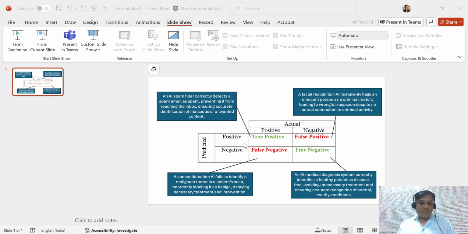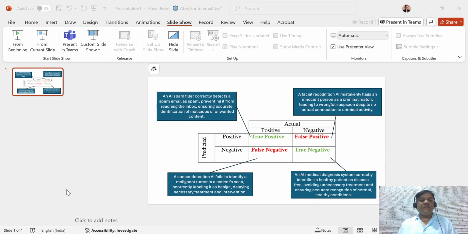Actually it is there, positive, but it is predicting negative. So the tumor is actually there, but it is saying no, it's not there. And in the other case, the person is innocent, but it predicts a criminal match, but actually he is not. He's an innocent person. So these are the four main examples.